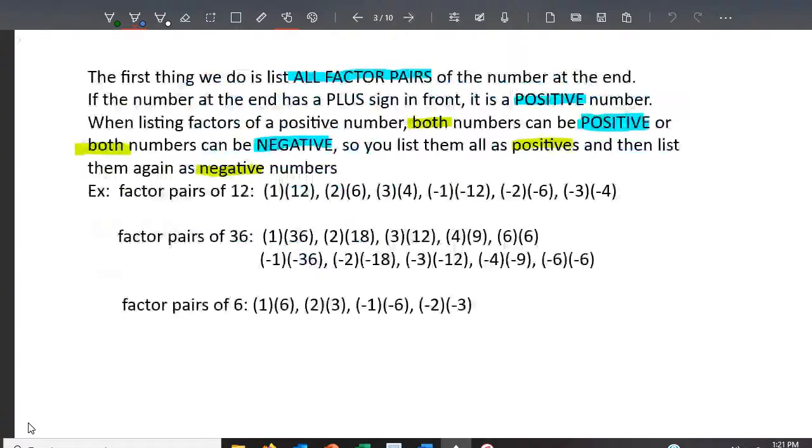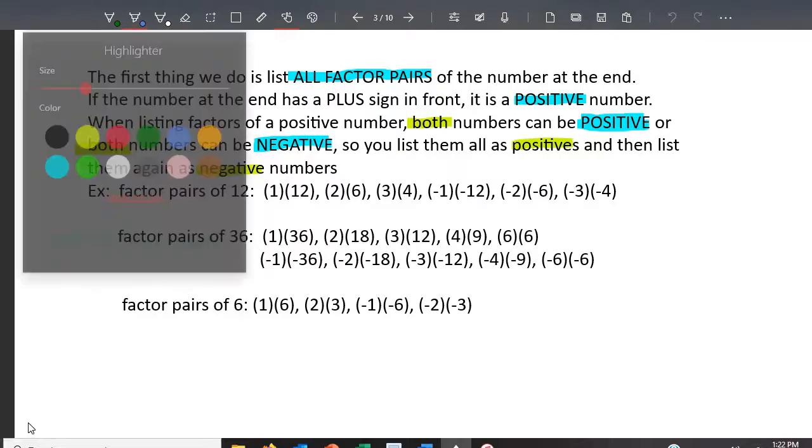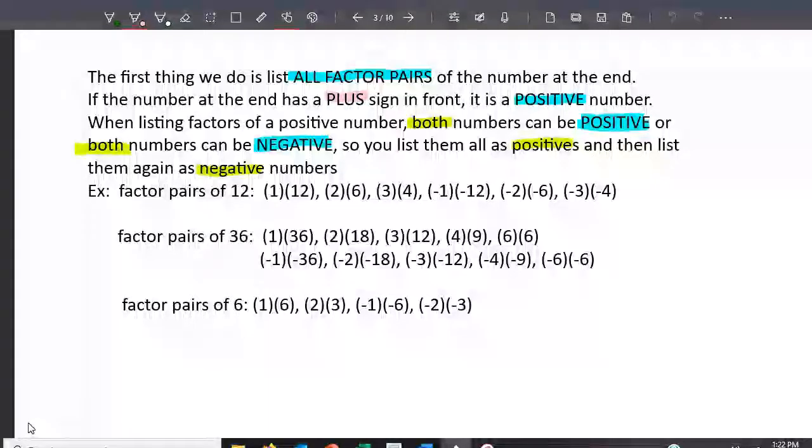Now, in order to do this, what we're going to do is list all factor pairs of a number, and it's the number at the end. If there's a plus sign in front of the number, it's positive. Now, in order to get a positive number, you either multiply two positives or you multiply two negatives. This is important. If we're listing the factor pairs of a number and the number is positive, we have to list them first as all positives.